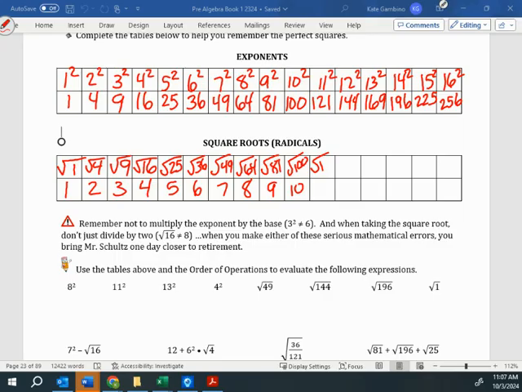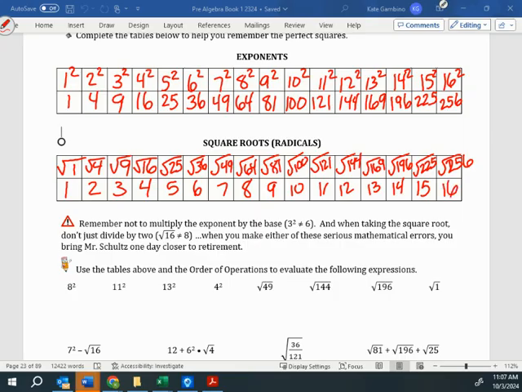Square root of 121. 11. Square root of 144. 12. Square root of 169. 13. Square root of 196. Square root of 225. Square root of 256.